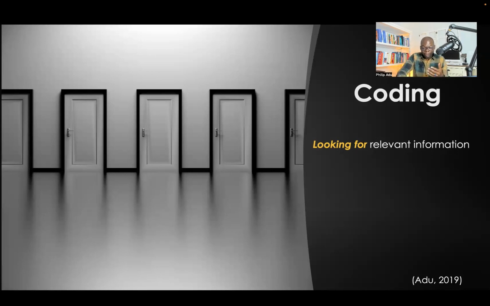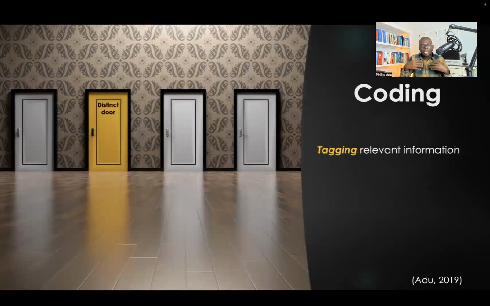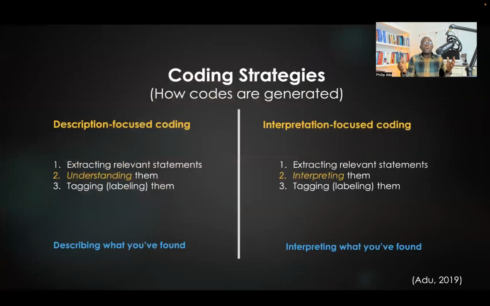And what do you do next? You extract that information, you take that information out of the data, and then you give it a label, which is tagging or coding, right? So the code is just a label that represents the significant information that you have selected from the data. So that at the end of the day, you have that code helping you to address your research question if you have research questions. So that's all about coding.